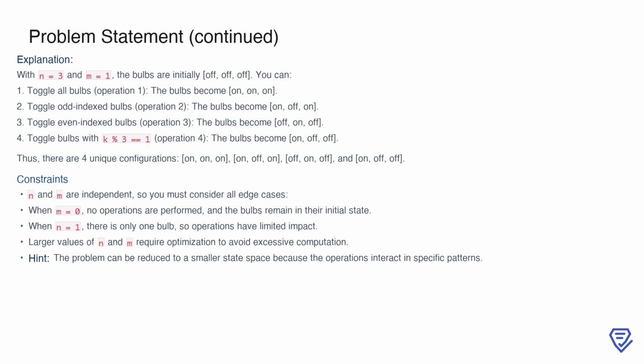Additionally, it's important to consider constraints such as cases where m equals 0, meaning no operations are performed, or when n equals 1, which limits the possible configurations. For larger values of n and m, the interaction of these operations creates patterns that allow the problem to be reduced to a smaller state space, making it computationally manageable.